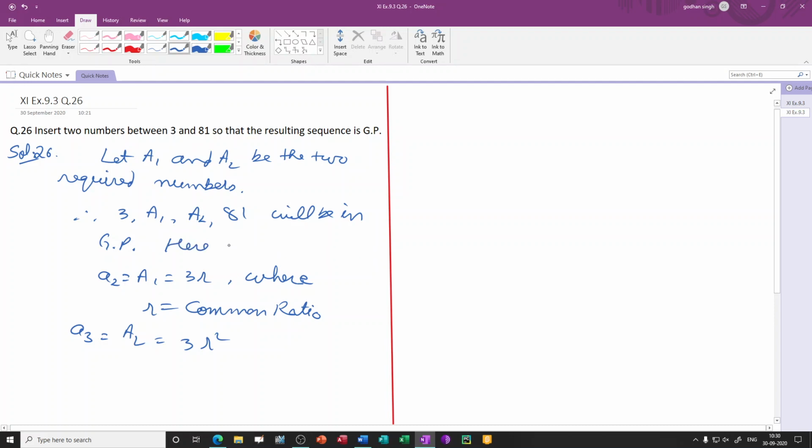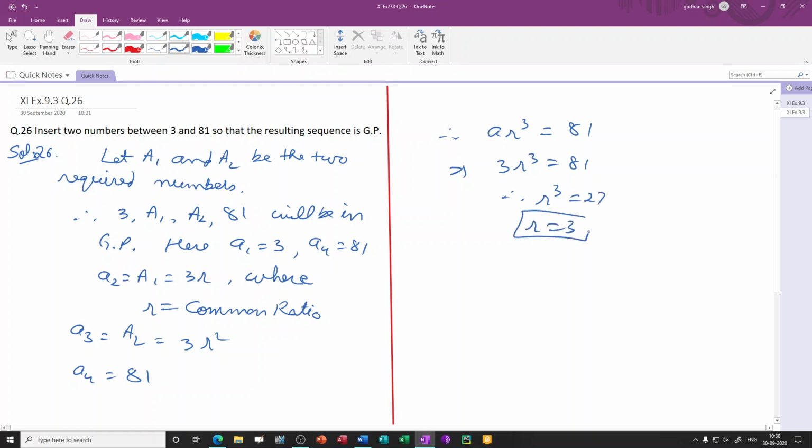Here we can write A1 equal to 3, A4 equal to 81. So now what is A4? A4 equal to 81. If we write it in the form of the general term, that is AR cube equal to 81. What is the value of A? A is equal to 3. So 3R cube equal to 81. Therefore R cube is equal to 27, or R equal to 3.